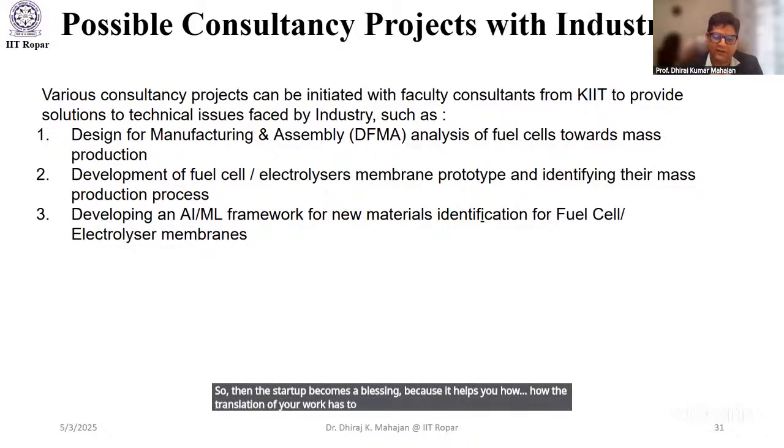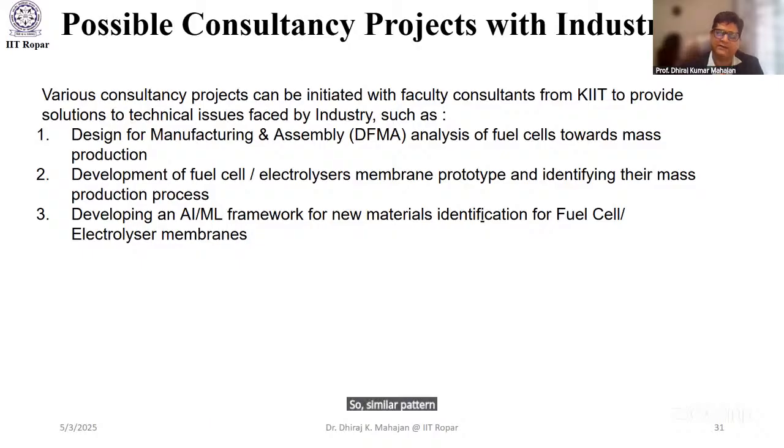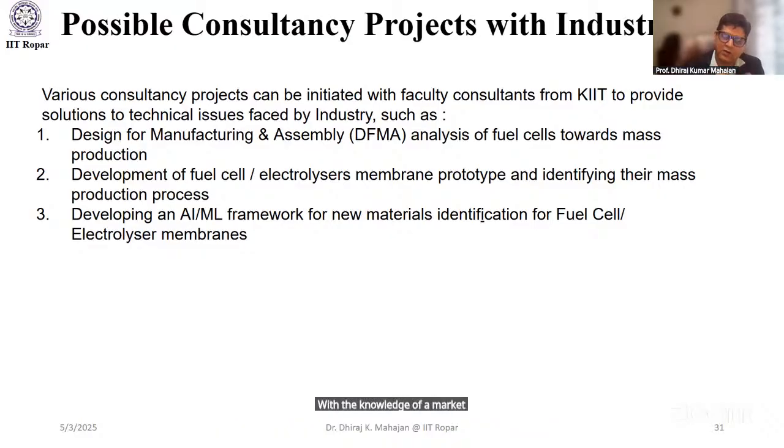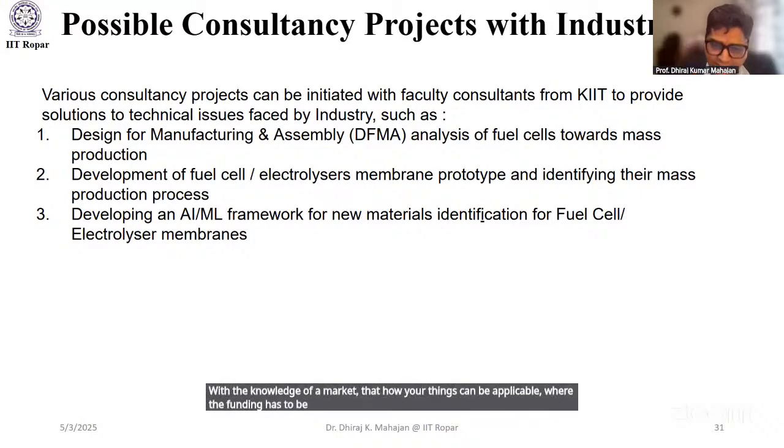to a real market. A similar pattern you have to follow in consulting projects also, where you have to approach industry in a very different way, with the knowledge of the market, of how your things can be applicable, where the funding has to be given by the industry itself.